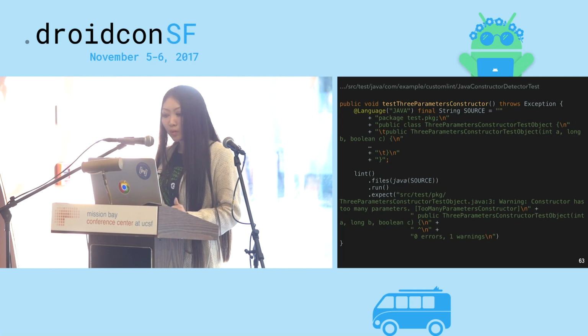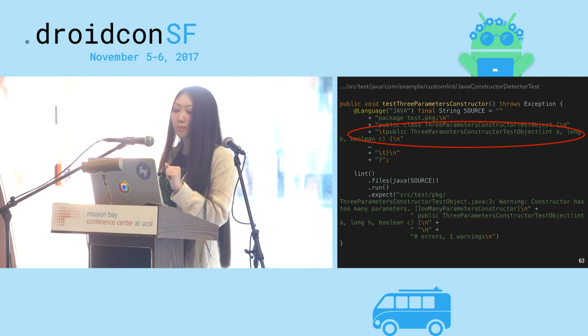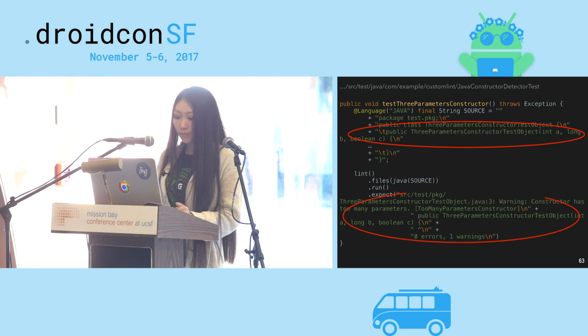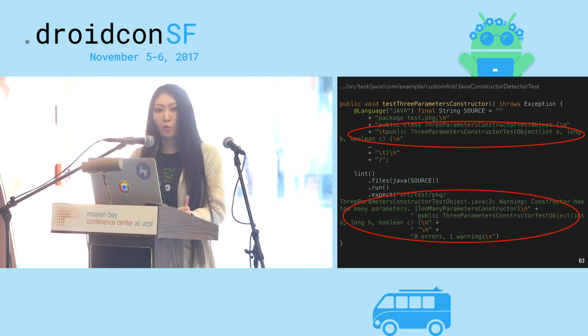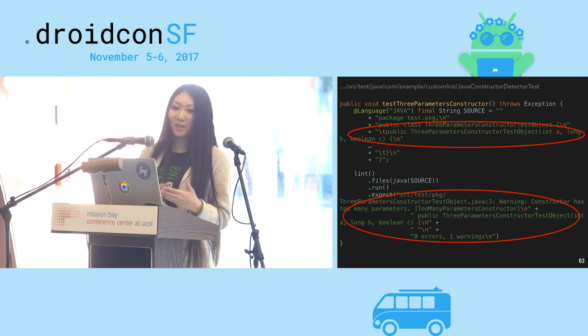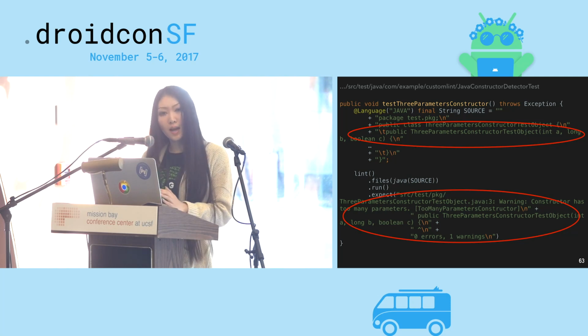Then is the 3 parameters constructor case. In this case, you can see that there's three parameters in the constructor, and thus we're expecting some warnings, of course. Be very careful with the format of the warning message here, though. I think probably the best way is just to run it once and see the actual output. So this is the test for the detector.